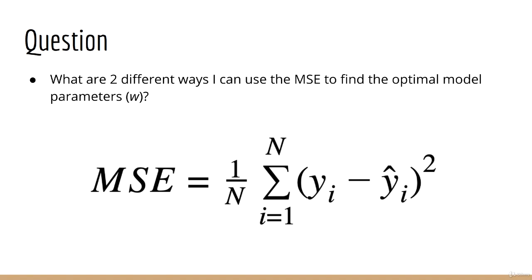The next question is this. Given our loss function, the mean squared error, what are two ways I can find the optimal value of the weight vector w?